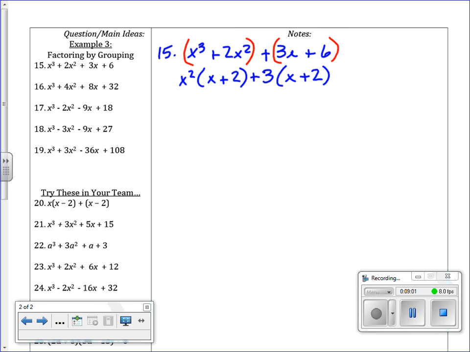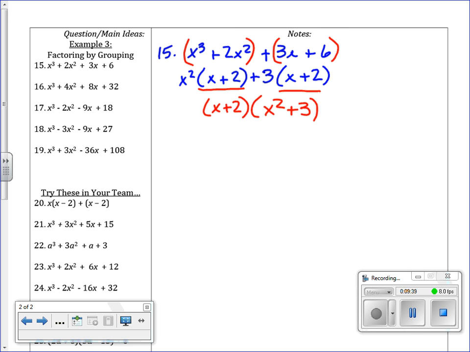Now, if you take a look, what we've just done is we've pulled out our greatest common factors there, but now what we end up having is that x plus 2, that's our greatest common factor for these two terms. So what we can do now is pull that out. So I end up with x plus 2 times x squared plus 3. And that's how we factor by grouping.